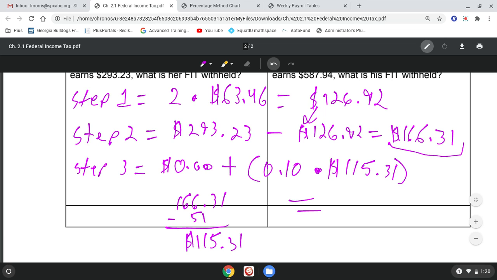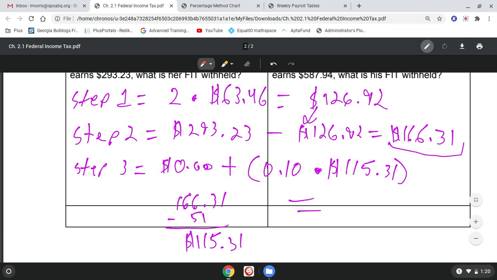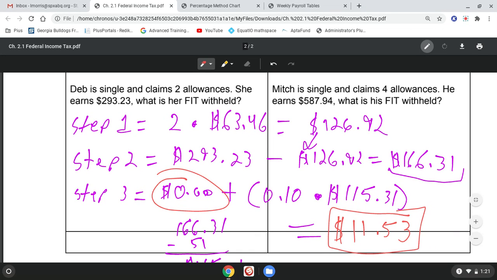Since this number was 0, we don't have to worry about that. All we have to do is 0.1 times 115.31, and that's going to be $11.53. So that's how much actual federal tax money would be withheld.